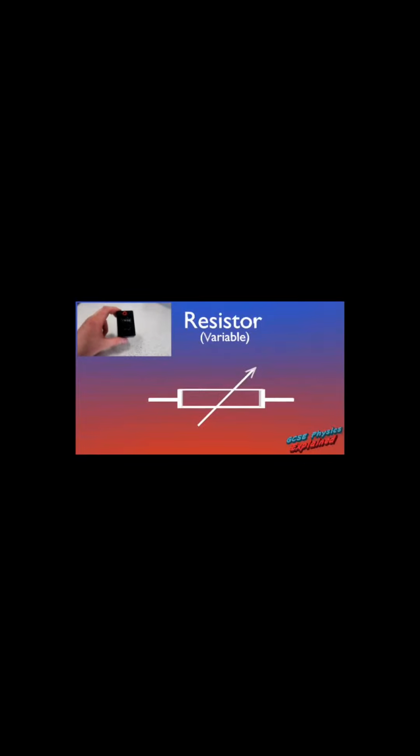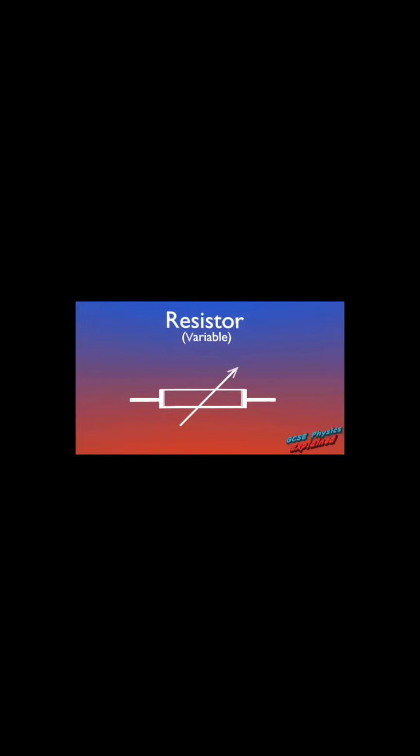It is the variable resistor. You can change the size of the resistance so you can make the electrical current bigger or smaller. To draw the electrical symbol, just draw a rectangle like a fixed resistor, but then put an arrow through it at an angle. V is for variable.